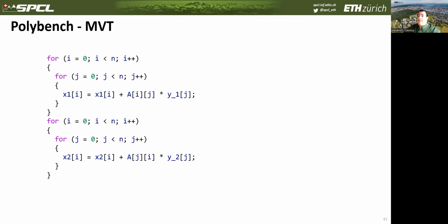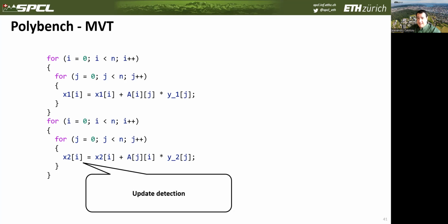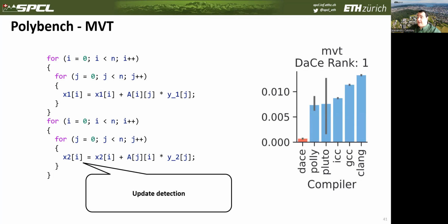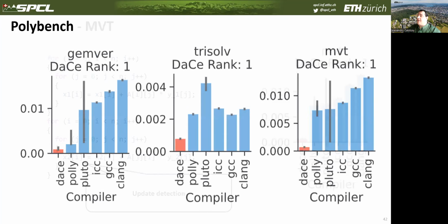To take one example, for the MVT benchmark, we observe here that data is updated, and we are able to parallelize this benchmark. We are the only compiler that is able to correctly identify this pattern. This is not the only case. There are other examples for which we are the only ones to expose the parallelism and improve performance significantly.